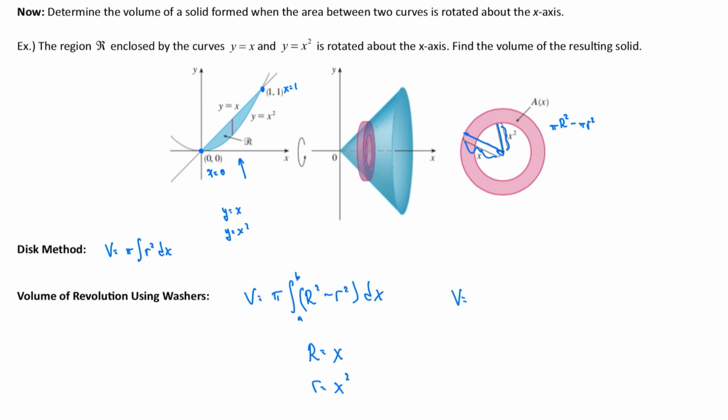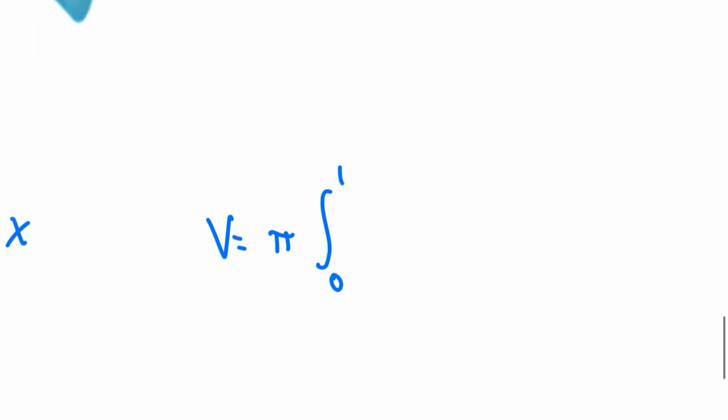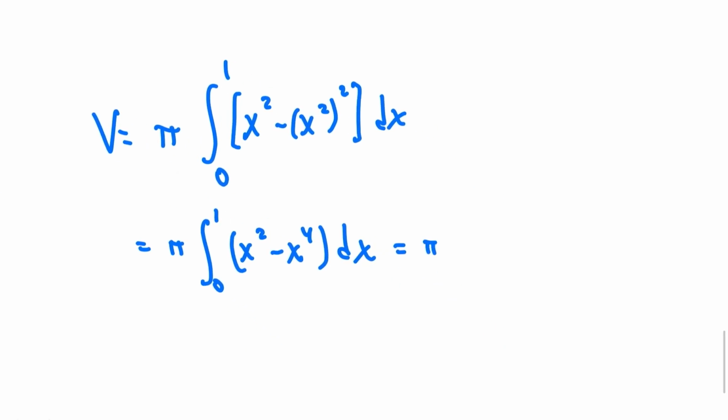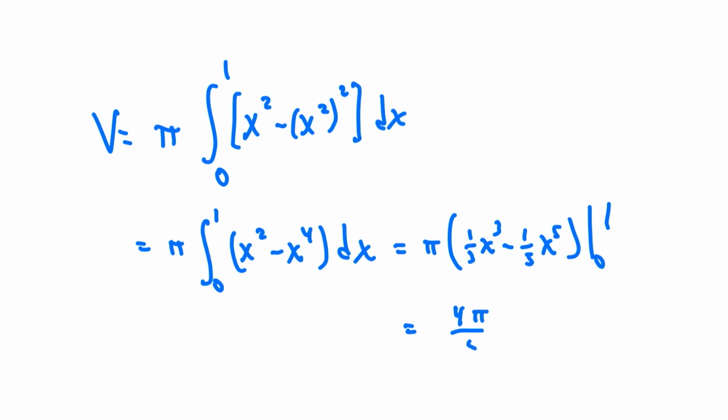Our volume, then, is going to be pi multiplied by the integral from 0 to 1. Our bounds were determined based upon the intersection points. And we're going to have our outer radius, x, squared, subtract our inner radius, x squared, squared. I'm going to do a little math to neaten this up. That's going to get us pi multiplied by the integral from 0 to 1 of x squared minus x to the 4th dx. And we can evaluate that, giving us pi multiplied by 1/3 x cubed minus 1/5 x to the 5th, evaluated from 0 to 1. And all of that comes out to be, you can check this on your own, 4 pi over 5.